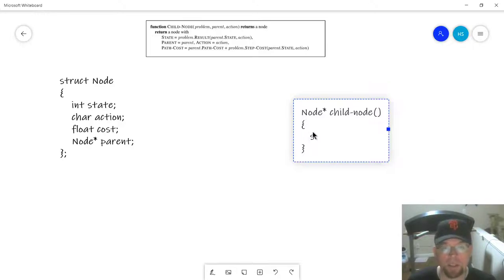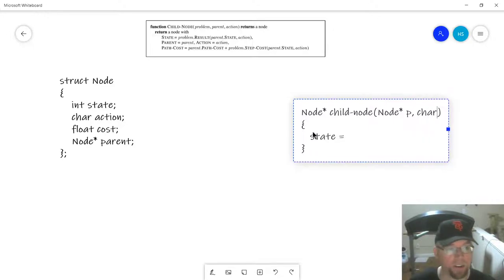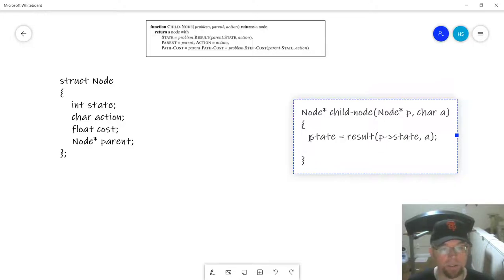So first thing I would need is some state. And what's the state? Well, that would be the result of the parent state and some action. So what do we have to pass to this function? We have to have access to the parent, so I'll call it P, and we have to pass it the action, which is defined as a character, that's generating this child node. So the state that is going to be stored in this child node would be derived from the parent state and the action. Remember, the result function is passed the state that's in the parent, and also the action that's generating the new state that's going to be stored in the child node. So then that state goes into this local variable state here. I guess I'd have to make a data type for it, wouldn't I? Okay.